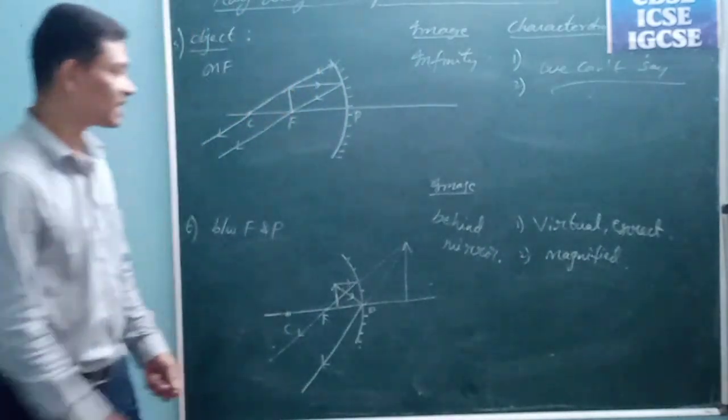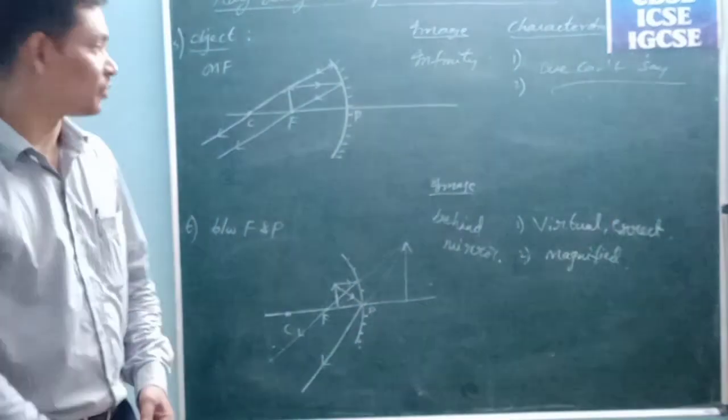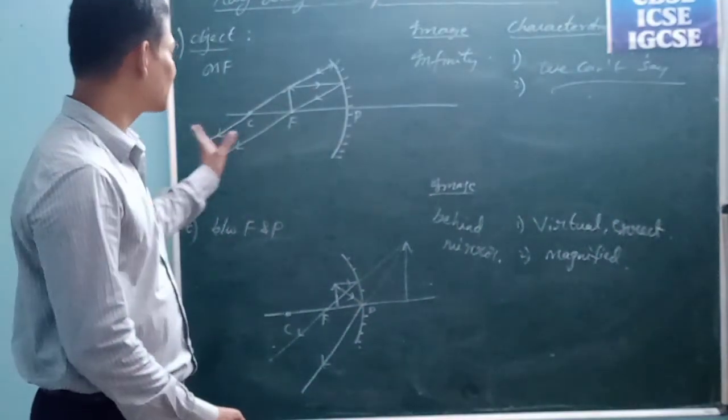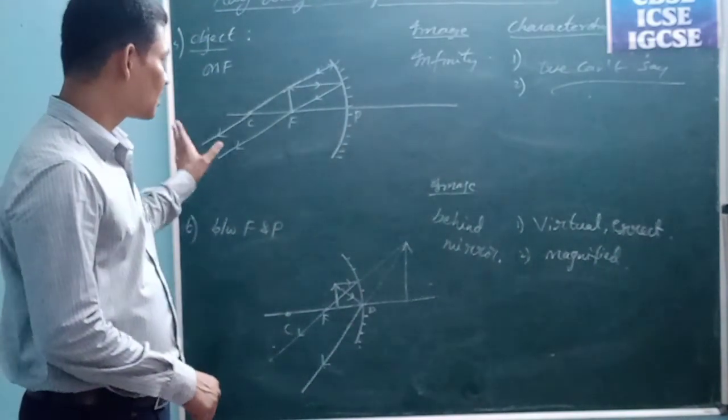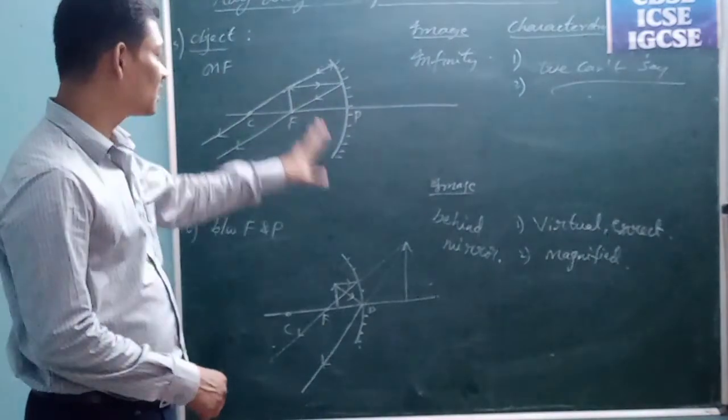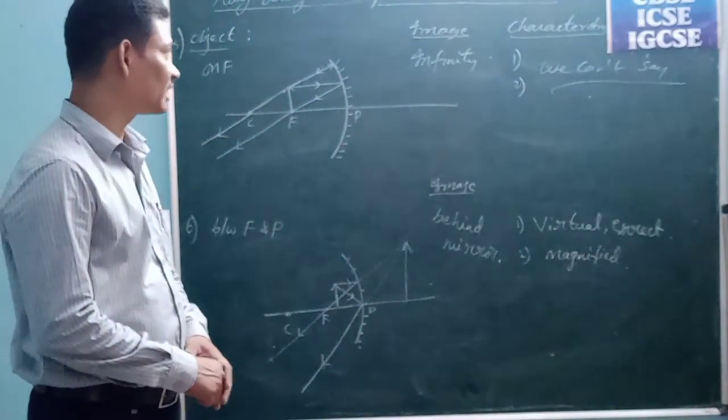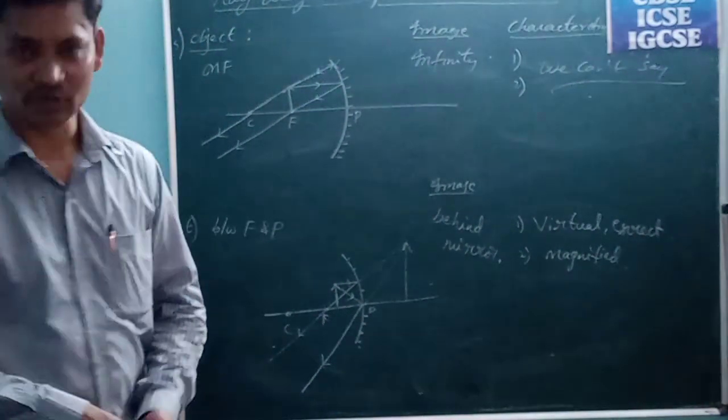See students, these are the 6 different positions when the object is kept at 6 different positions of a concave mirror on the principal axis. We have got the 6 different positions of the image, and their characteristics were also discussed.